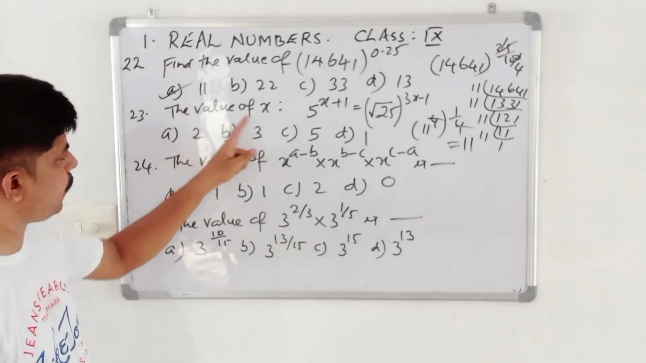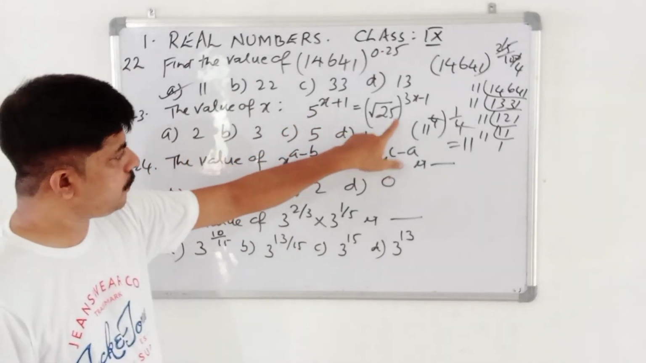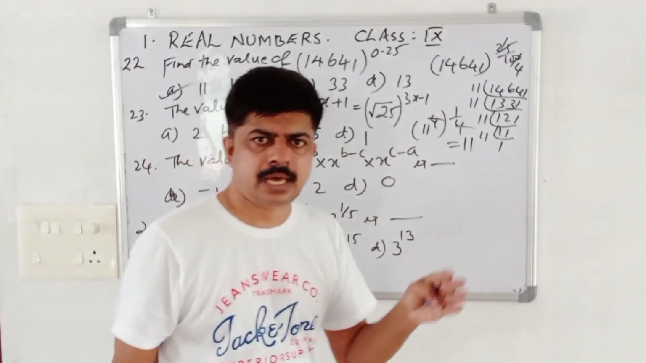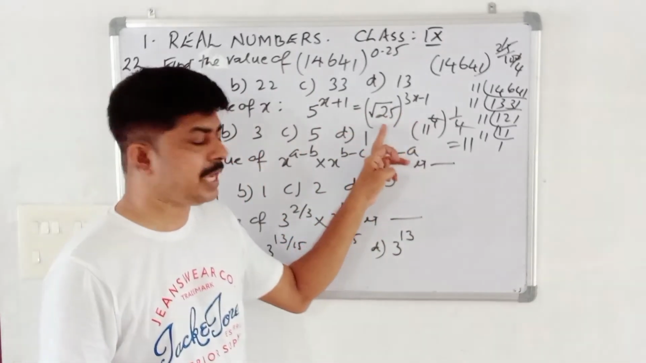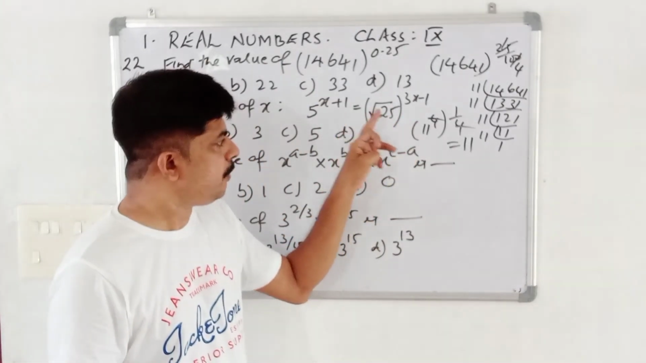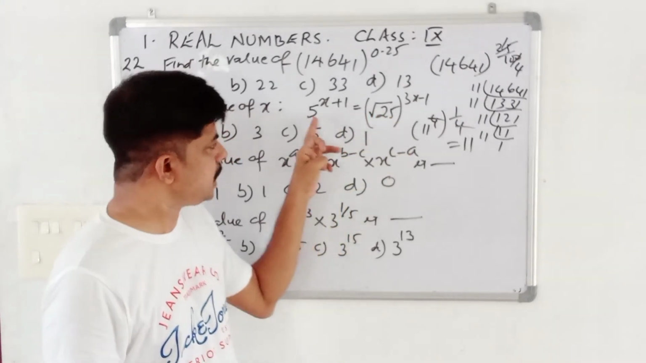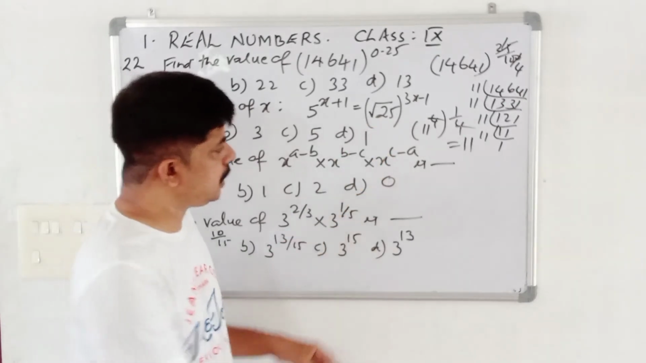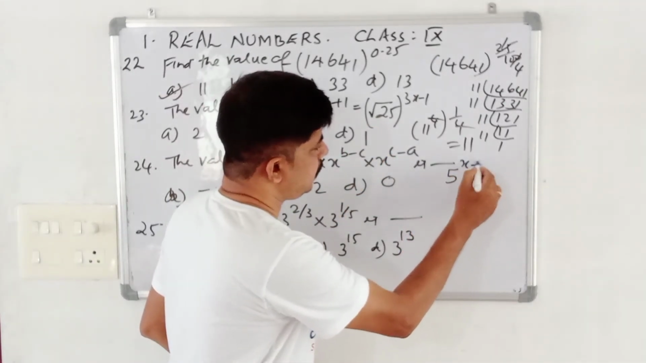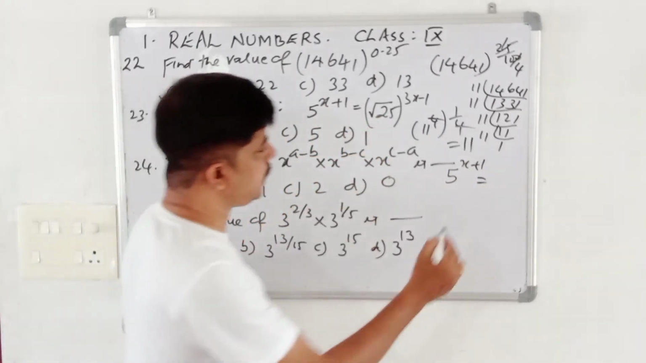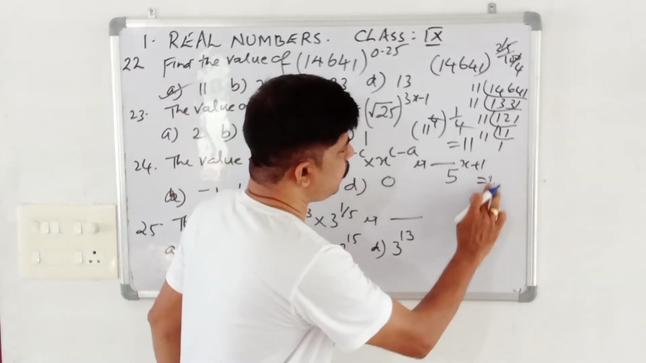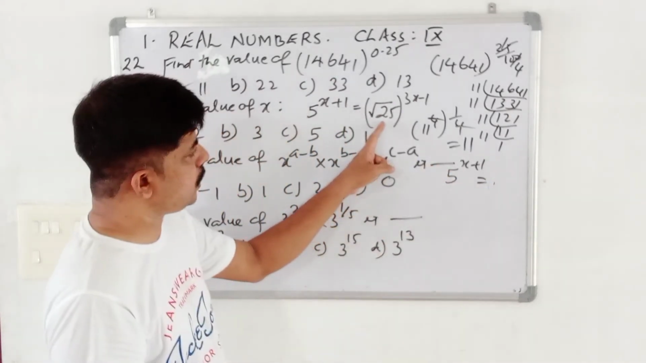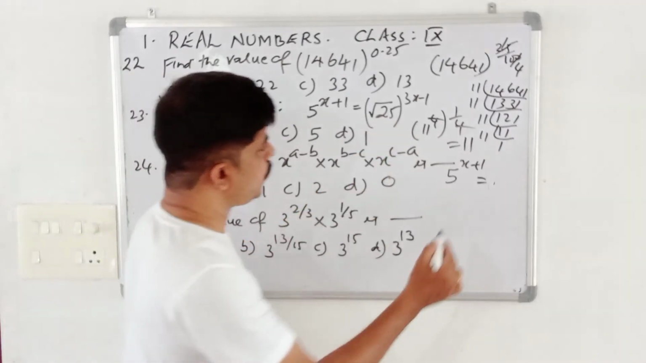We have our next question. 5 raised to x plus 1 equals root 25 raised to 3x minus 1. We have to find the value of x. I think on both LHS and RHS we have to write the powers with the same base. Here we have 5. This also can be made base 5. Root 25, what is the value of root 25?